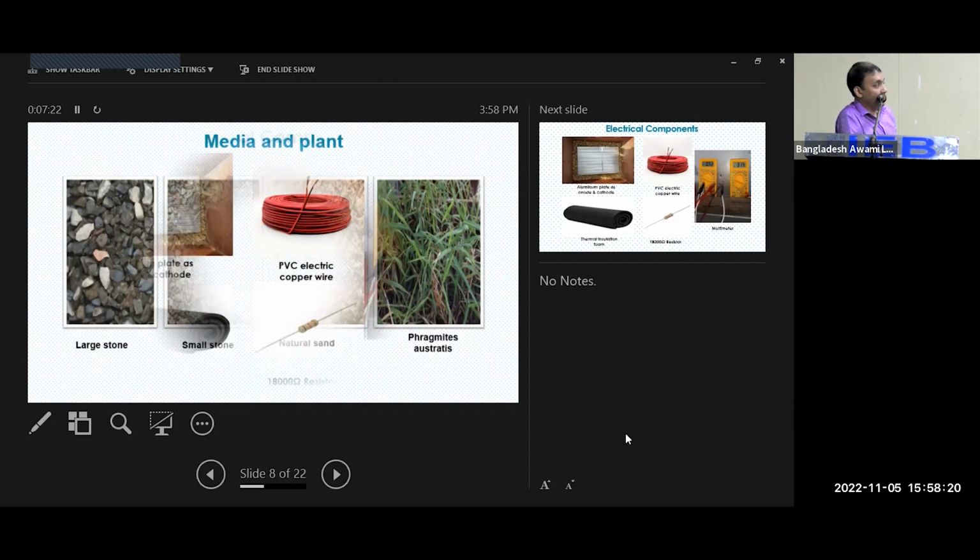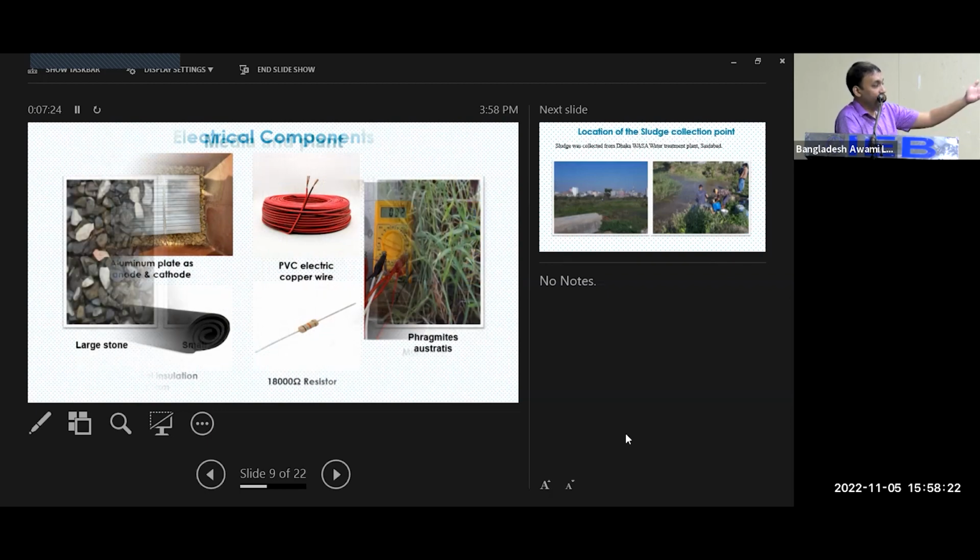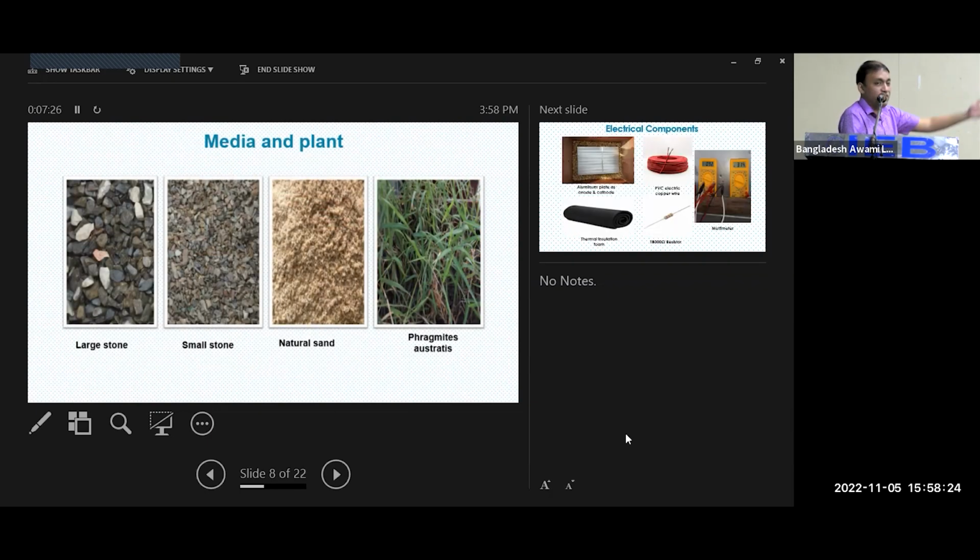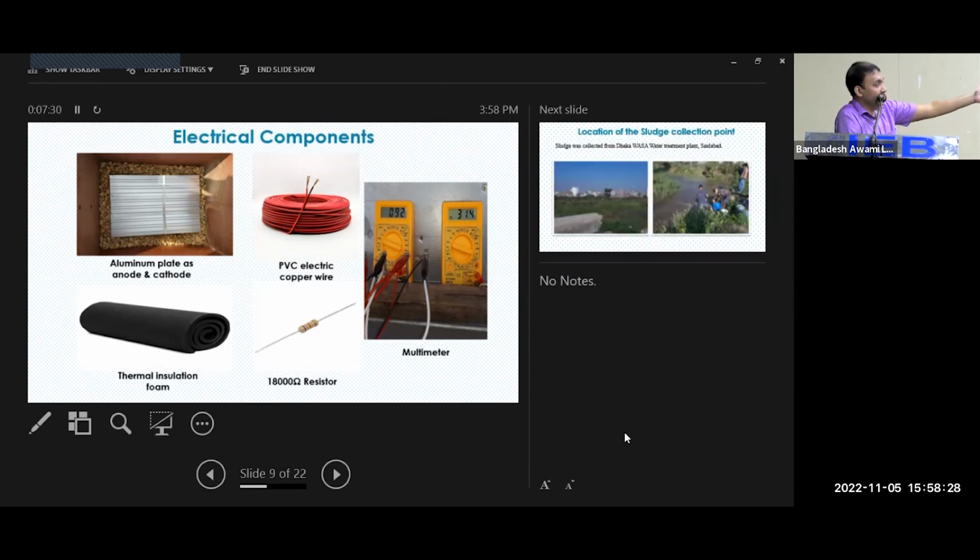And these are the plants that we have used, phragmites, a very common plant. We can find it near the lakes. And these are the electrode components, that means the aluminum plate, anode and cathode wires, and multimeters.